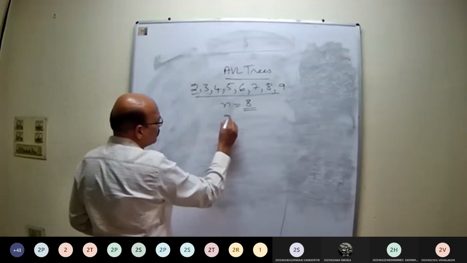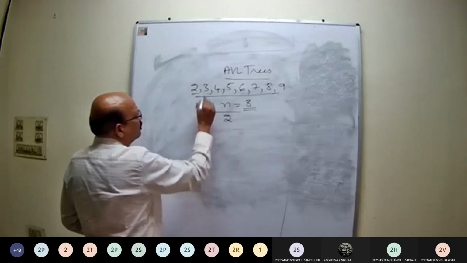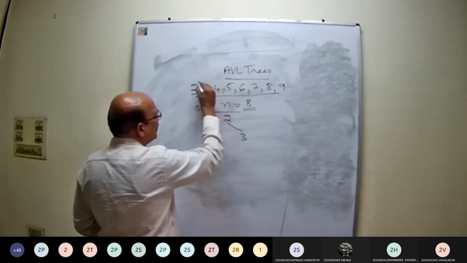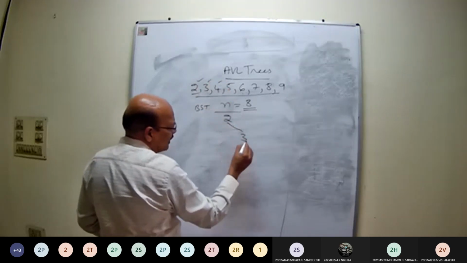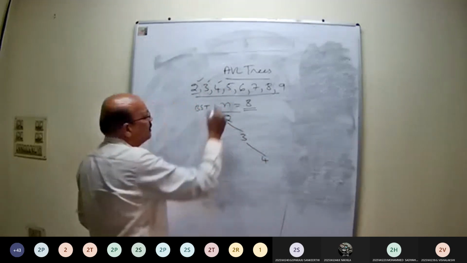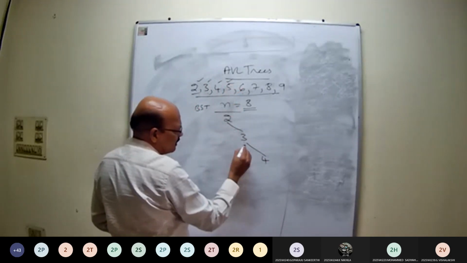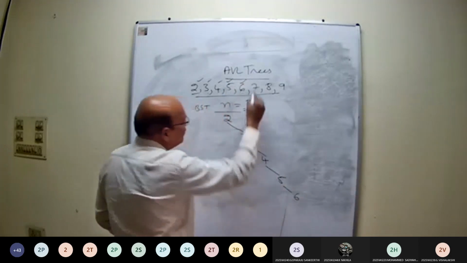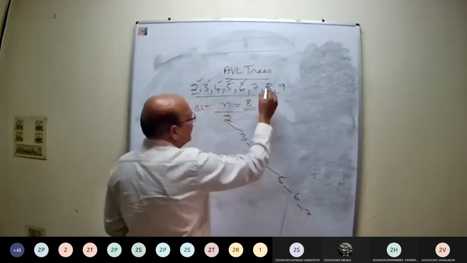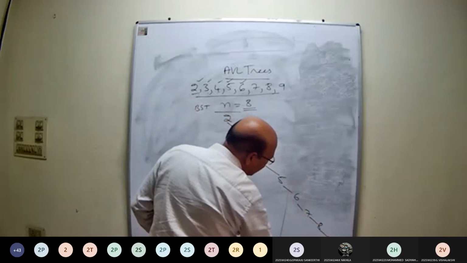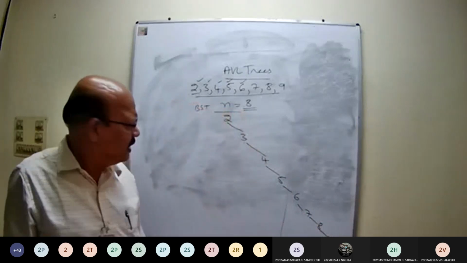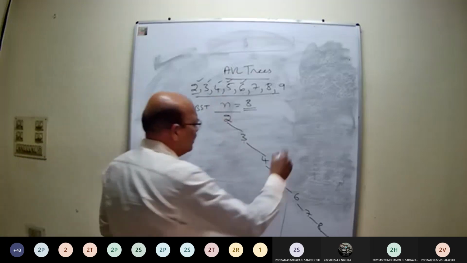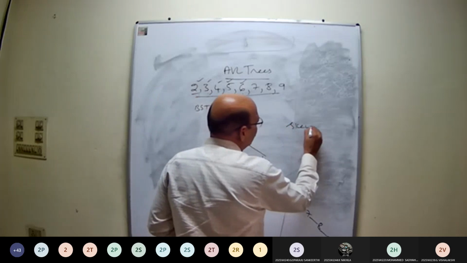Let us construct a binary search tree. First, 2 will become the root. 3 is greater than 2, so 3 will become the right child. 4 is greater than 2 and greater than 3, so 4 will become the right child of 3. Next 5, which is greater than 2, 3 and 4. 6 will become the right child. 7 will become the right child of 6. 8 will become the right child of 7. And 9 will become the right child of 8. Now, with this given set of values, it has resulted in a right skewed tree.